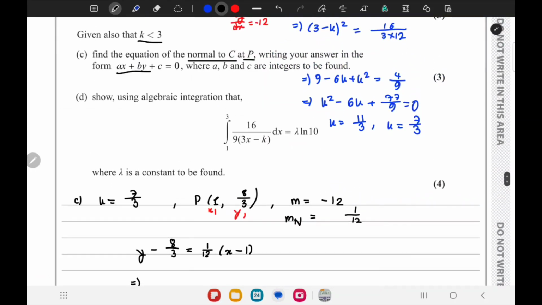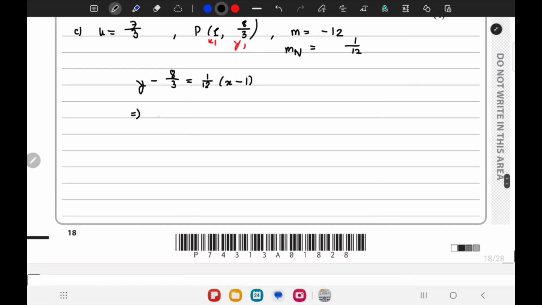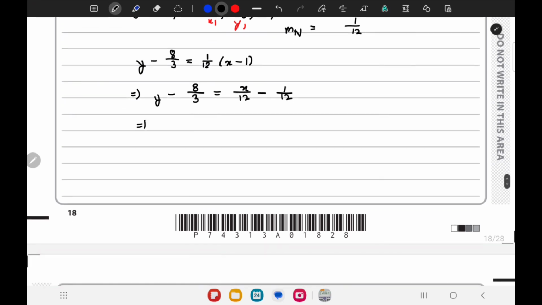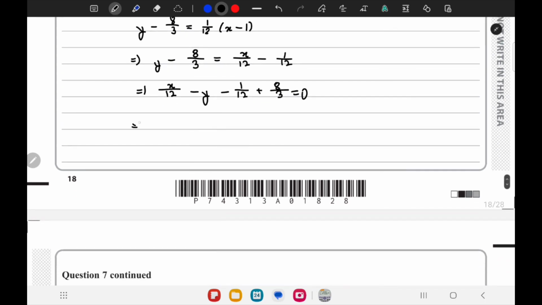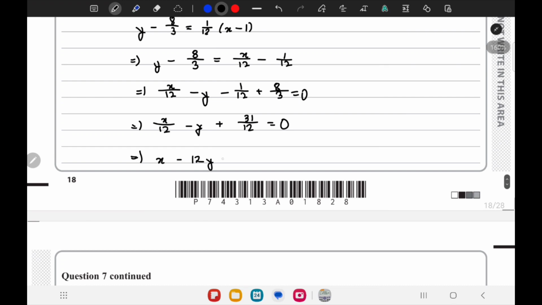We have to give it in this form. So y minus 8 by 3 equals x by 12 minus 1 by 12. Move everything to the right. So x by 12 minus y minus 1 by 12 plus 8 by 3 equals 0. We can multiply the whole equation by 12, so you'll get x minus 12y plus 31 equals 0.